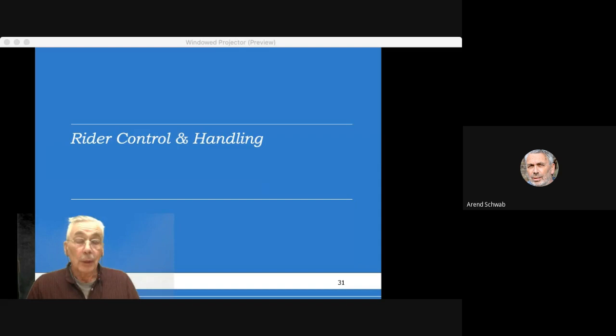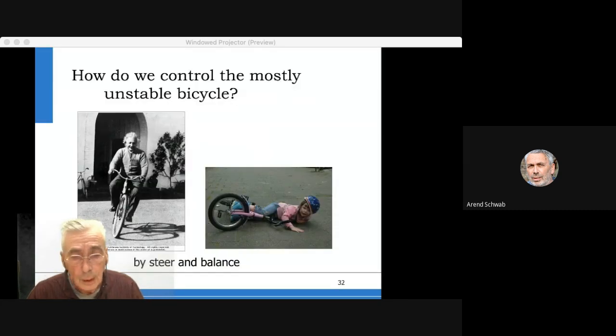Okay, so yes, the bike can be self-stable from a certain speed. Still, we also ride at slower speed, and we are able to control that thing. And the big question is, of course, how do we control that unstable bike on the one hand? And secondly, why does one bike feel so much different than another bike? If you have a racing bike or a mountain bike or a city bike, they all feel different in behavior and in control. And how does that come? So the big question is, how do we control the unstable bike?